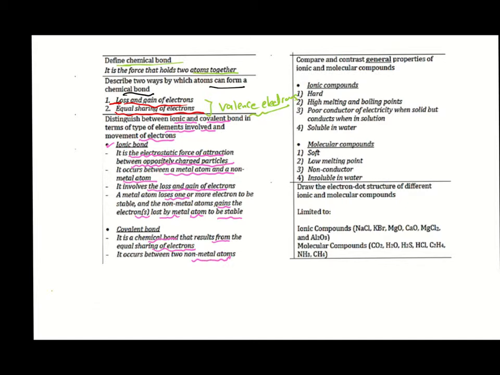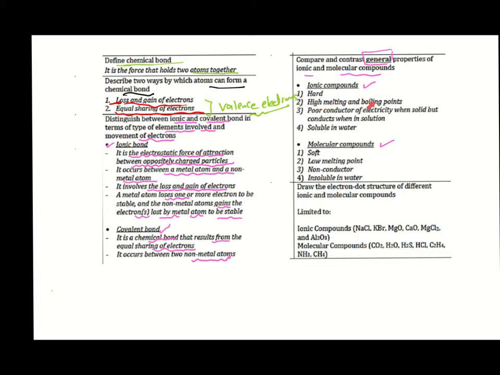And then you will learn the difference in general properties of ionic and molecular compounds. The molecules that are formed from ionic bond, we call them ionic compounds, while the ones that are formed from covalent bonds are known as molecular compounds. What is the difference between both? In ionic compounds, most of them are hard.